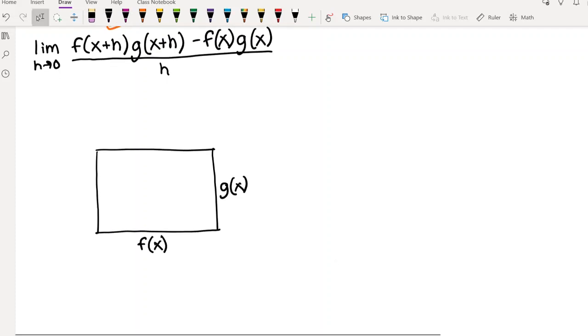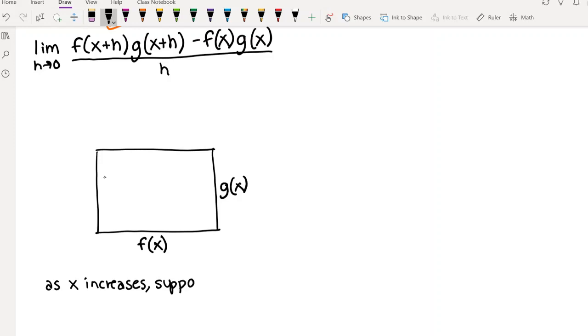Okay, so as we said, let's imagine that as time is going on, so as x increases, suppose that f of x and g of x are both increasing. So let's imagine that just a tiny bit of time has passed, and we're going to call that extra amount of time h. So what's going to happen after an additional h time units?